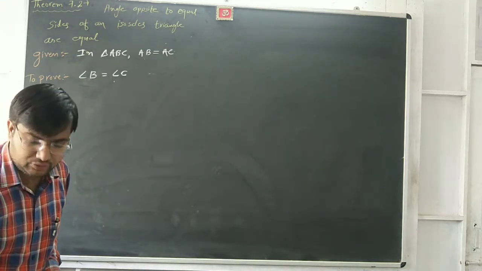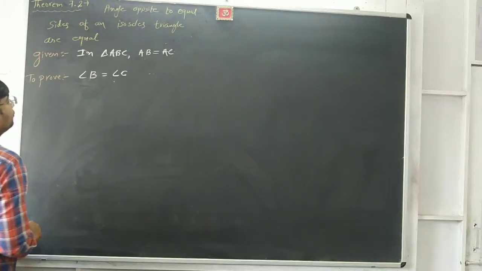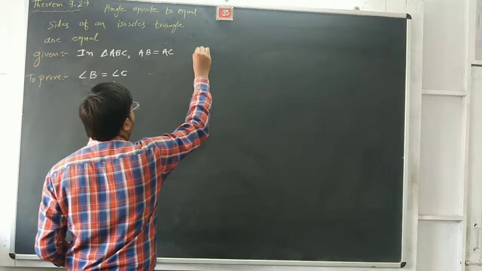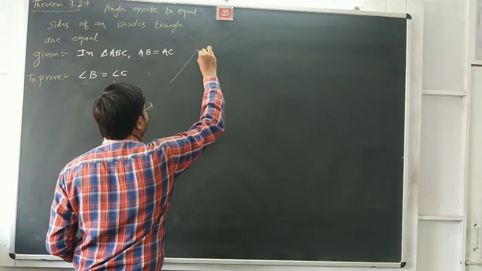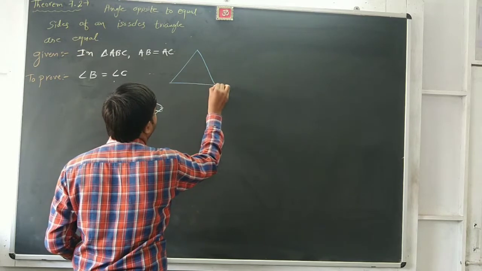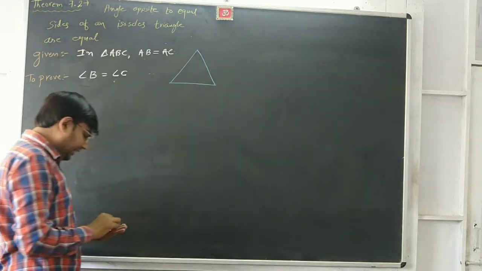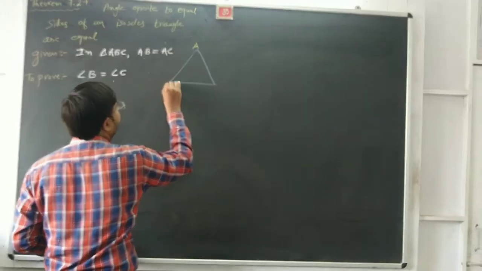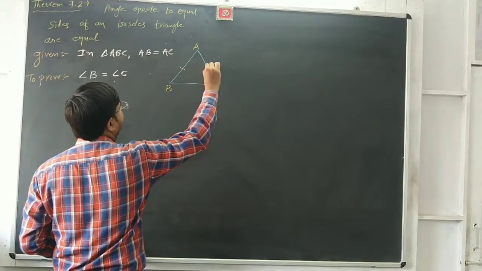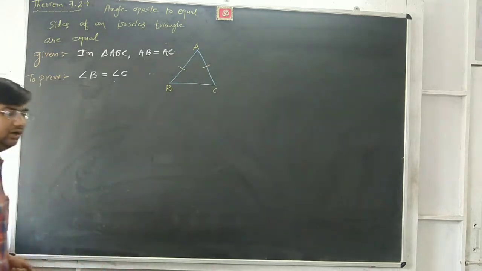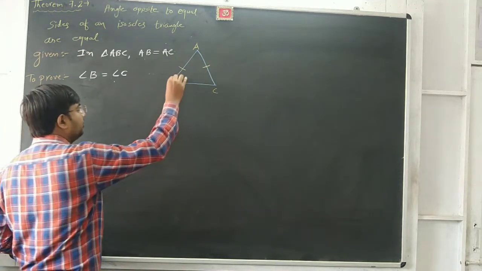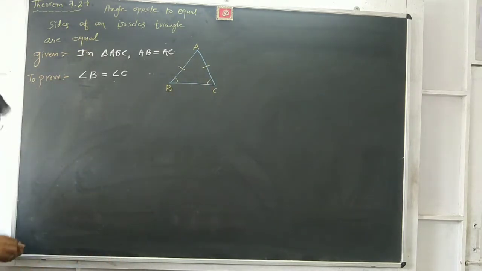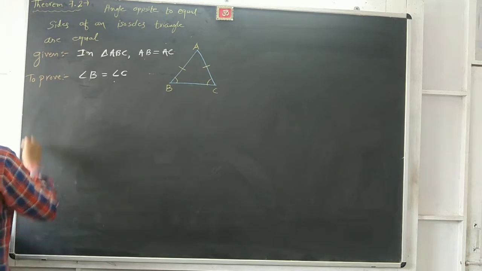First of all, we have to draw the figure. Okay, I can draw a figure here. This is the triangle, and the vertices are A, B and C. Here AB and AC both are equal sides. And then we have to prove that angle B and angle C should be equal. First of all, we are going to the proof.